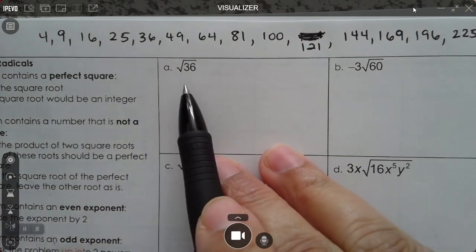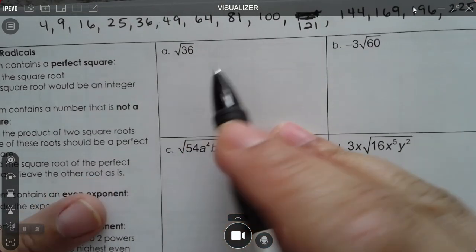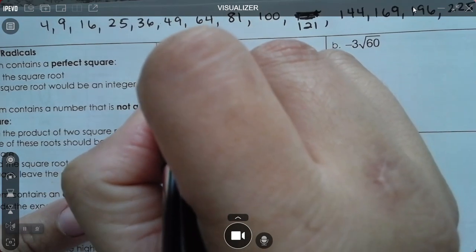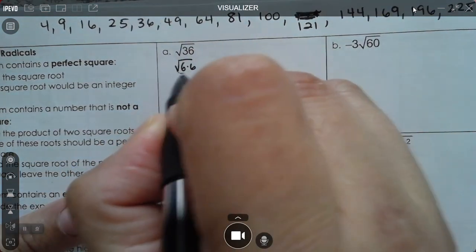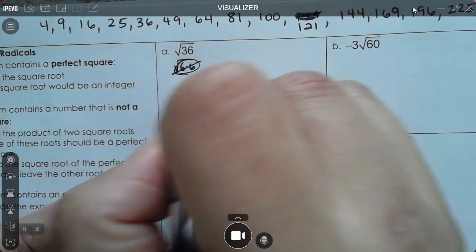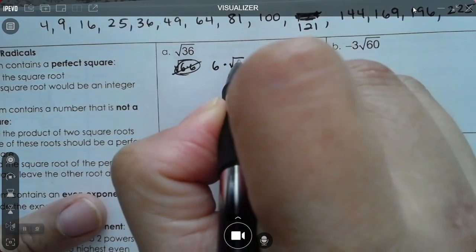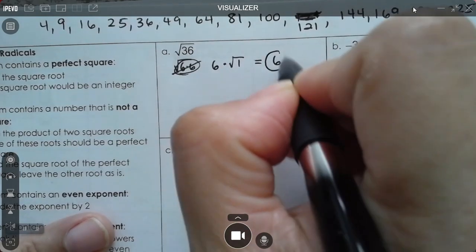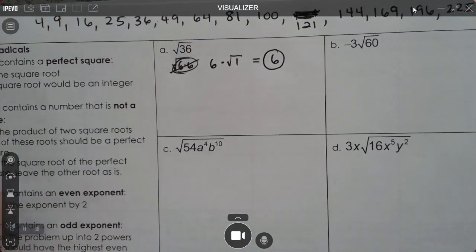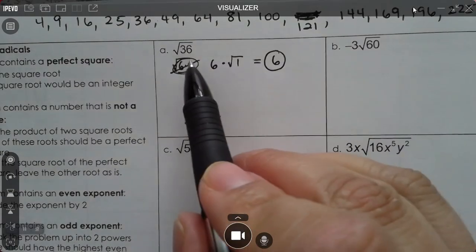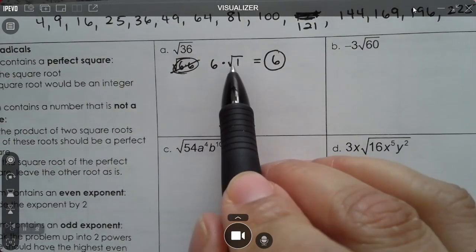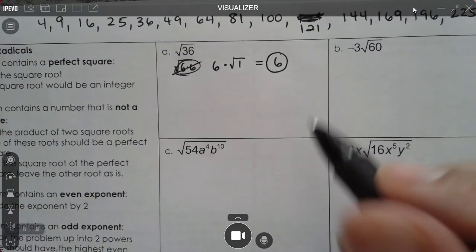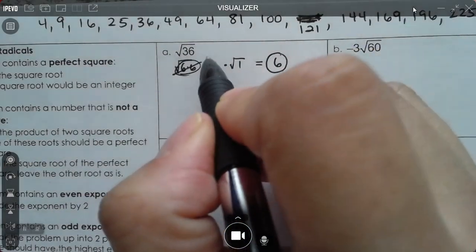So when you look at this problem, 36, you know that that's 6 times 6, right? And remember, couples go out as 1. So it's going to come out as 6 times the square root of 1. Square root of 1 is just 1, which is why this whole thing is just 6. The two sixes come out as a single 6, which means a 1 is left inside the radical. The square root of 1 is just 1. Or you could just say, it's a perfect square. The square root of 36 is 6.